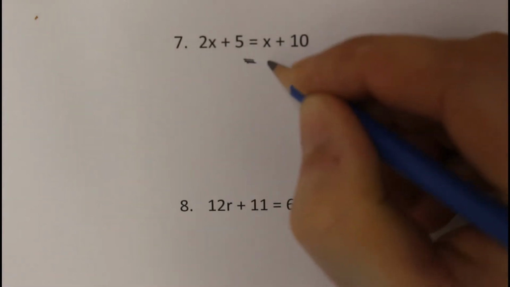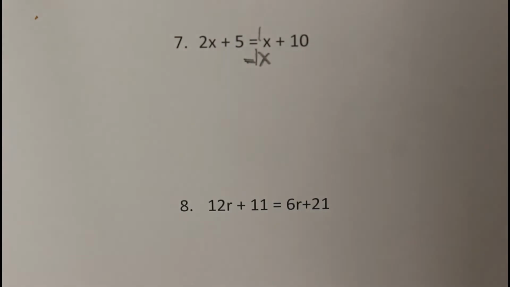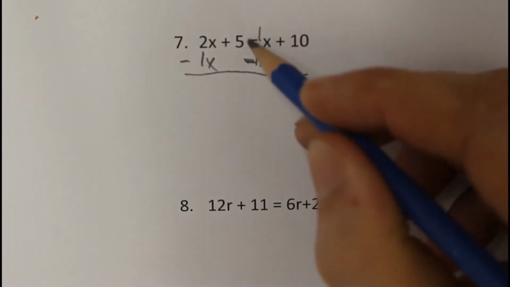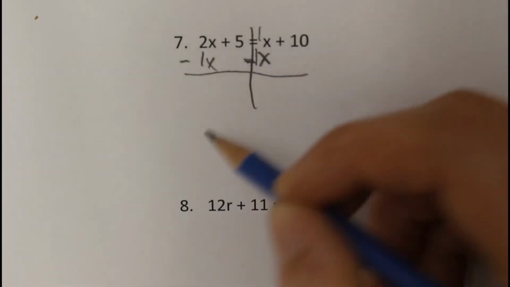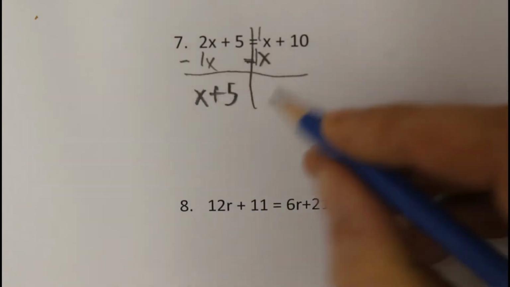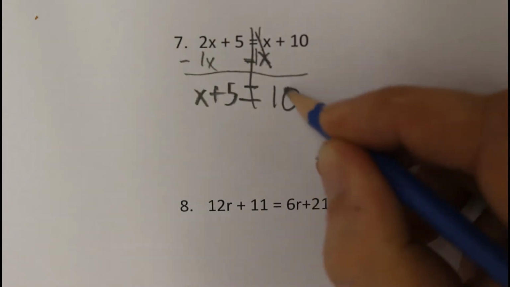So minus x. So remember that's 1x. If it's just an x by itself, 1x. Minus 1x. Cross it out. 2 take away 1 is 1x. I'm just going to write that as x plus 5 equals, those two cancel each other out, 10.